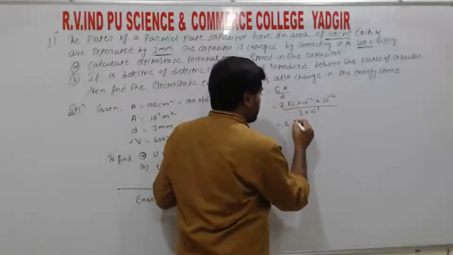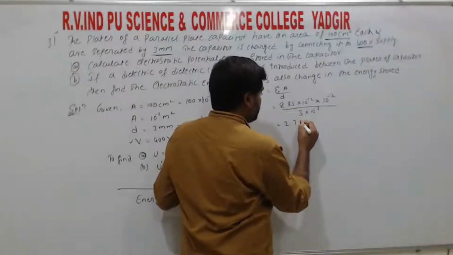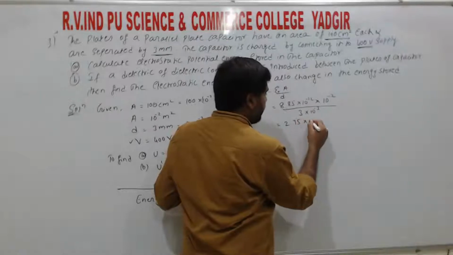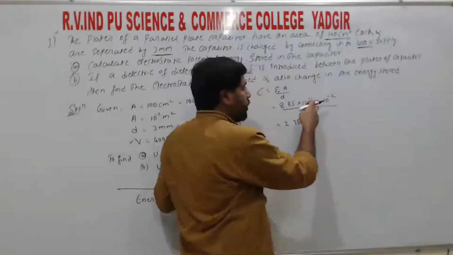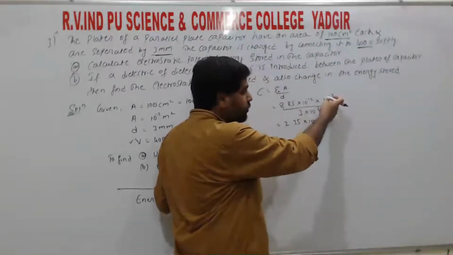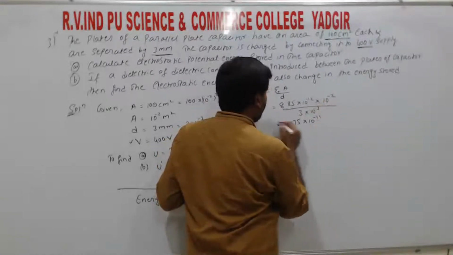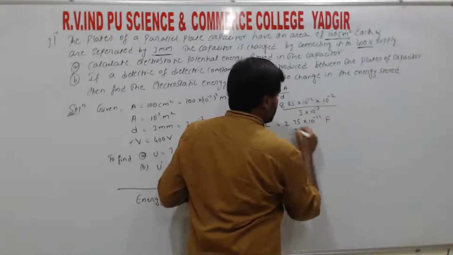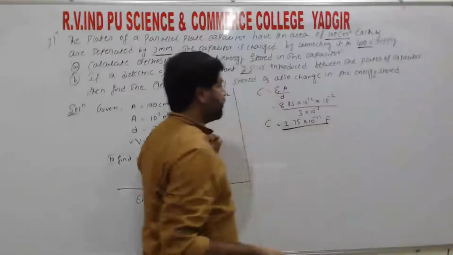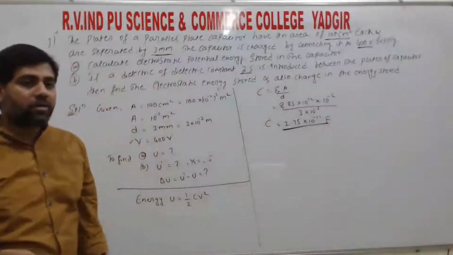Next, 3 7s are 21, so 2.75 into 10 to the power of minus 12 minus 2, that is minus 14. Minus 14 plus 3 becomes minus 11. So the capacitance we get is 2.75 into 10 to the power of minus 11 farad.